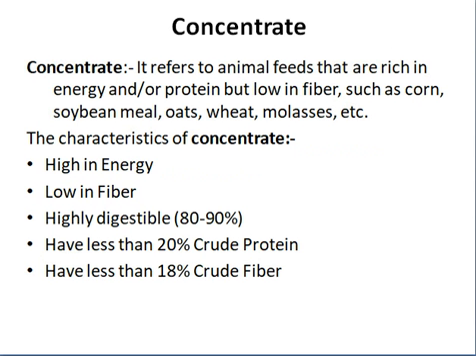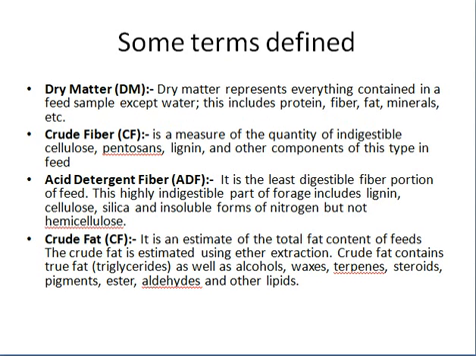Then comes concentrate. It refers to animal feed that is rich in energy and protein but low in fiber, such as corn, soybean meal, oats, wheat, molasses, etc. The characteristics of concentrate are they are high in energy, they are low in fiber, they are highly digestible, 80 to 90%, have less than 20% crude protein, have less than 18% crude fiber. So this is concentrate.